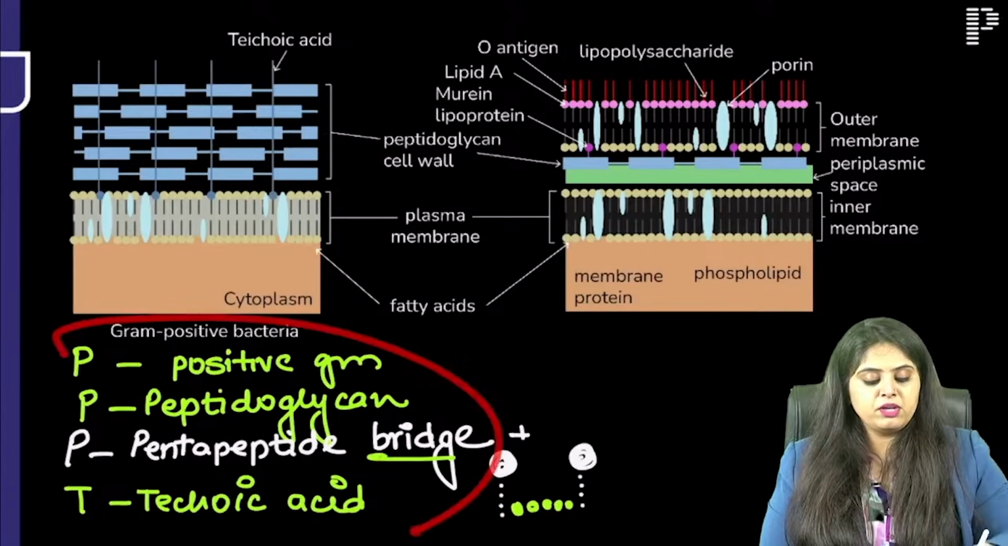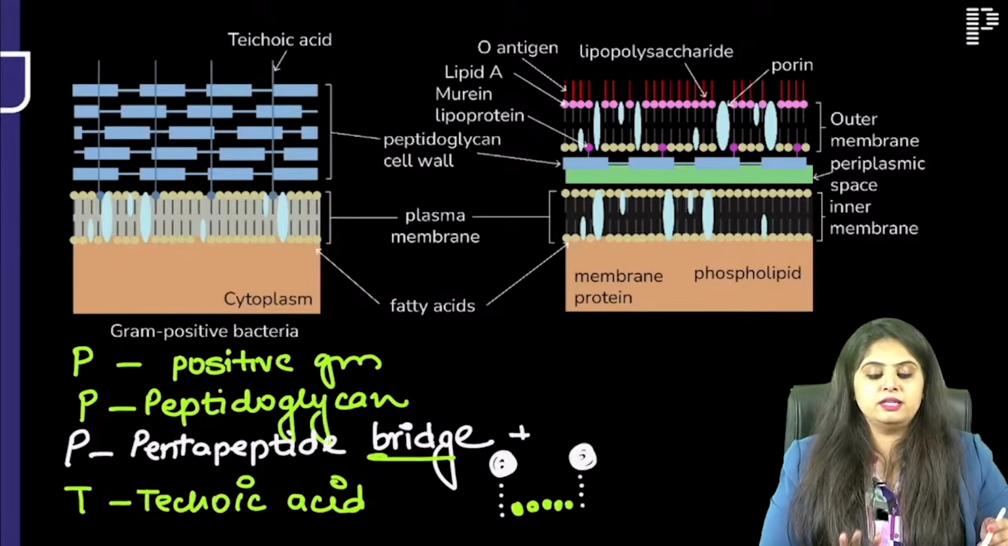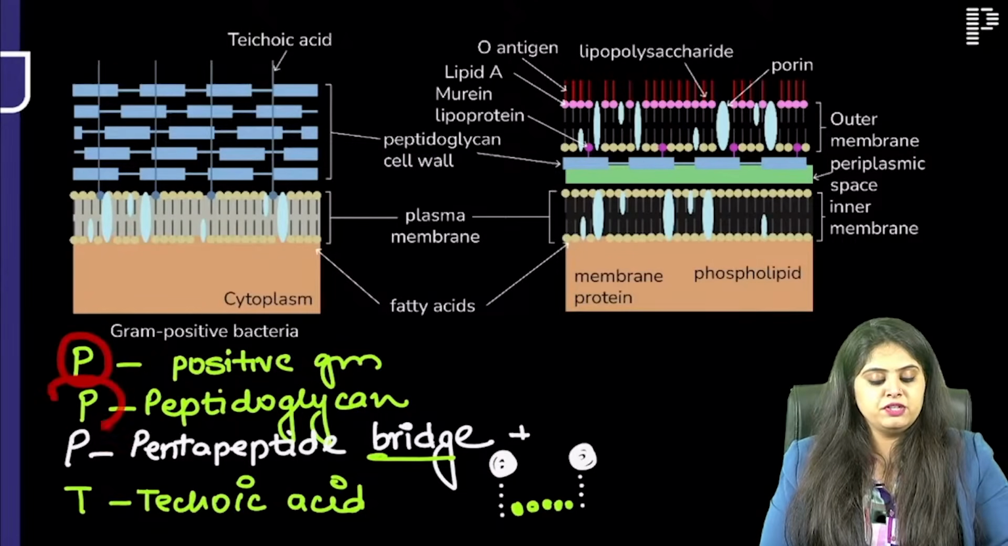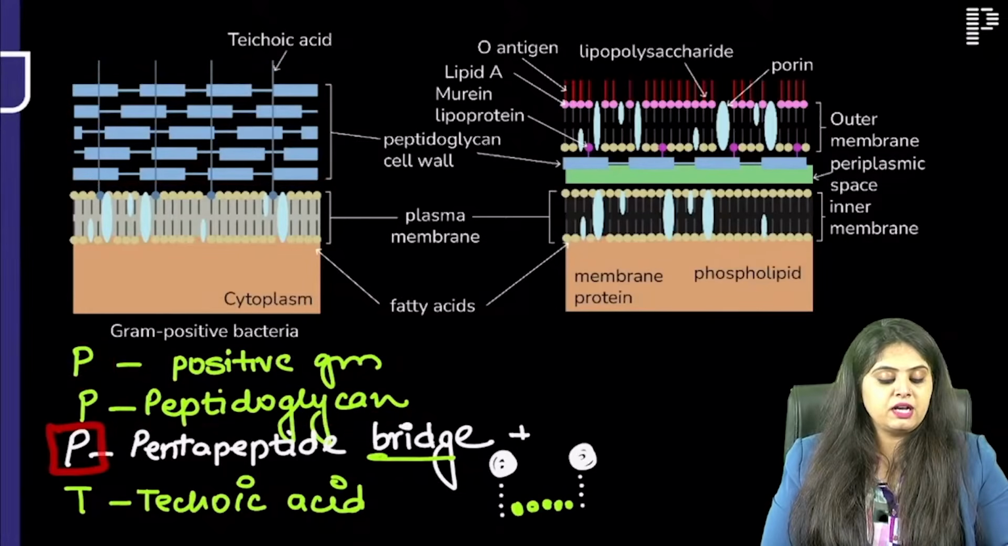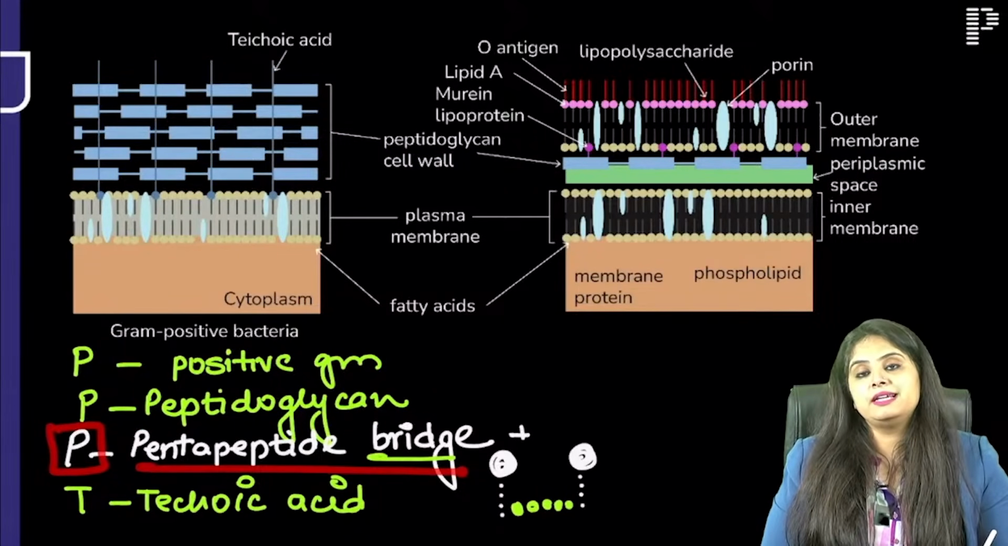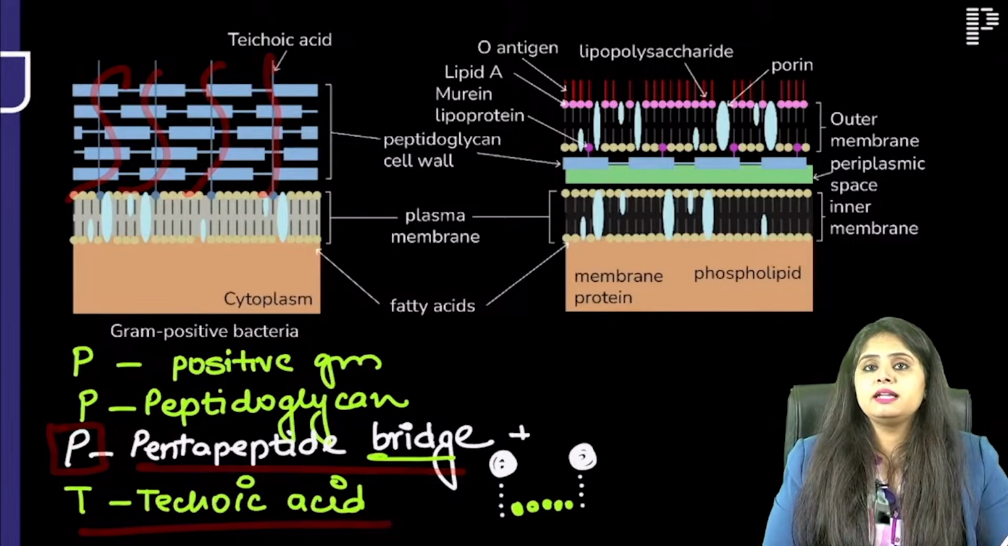So your mnemonic is made. Now if you forget everything, this mnemonic will stay with you. Write a short note. In a gram positive organism, which layer is very very thick? Peptidoglycan layer is very thick. What is agla and agla connected by? Ma'am, they are connected by a bridge called a pentapeptide bridge. And what are the proteins which are present? They are going to be teichoic acid.